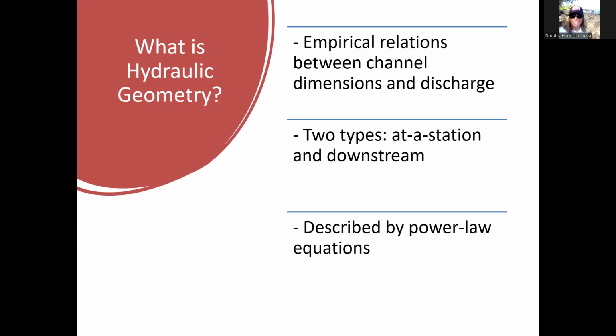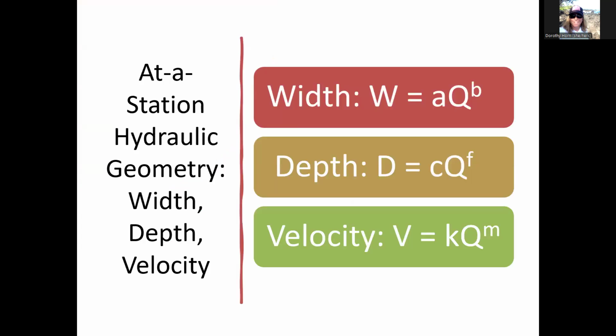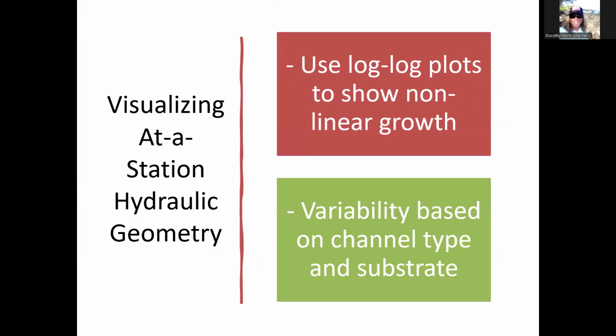So we have some really cool hydraulic geometry. So there's like a mathematical equation, right, between what a channel dimension is and how much discharge happens. We have two types. We have at a station, okay? So at a spot and then downstream. And so we describe these with what's called a power law equation. So when you're at a station, you're taking width, depth, and velocity, mean velocity, really. You're going to use log plots to show what's called a nonlinear growth. And you'll see variability within the channel based on the substrate, right? Like look, we just talked about vegetation, rock size, sediment size, velocity, etc.